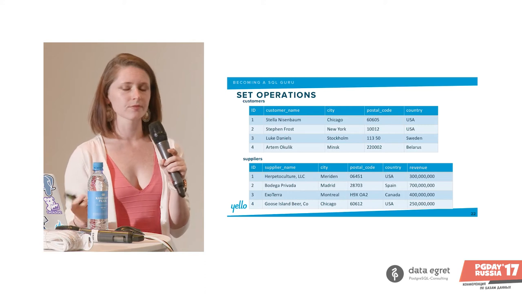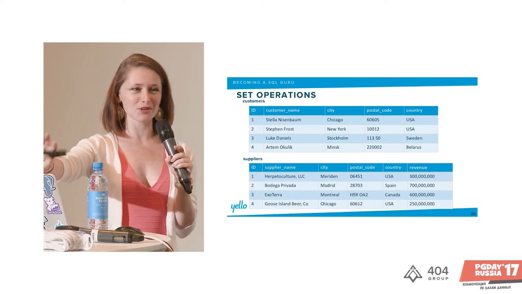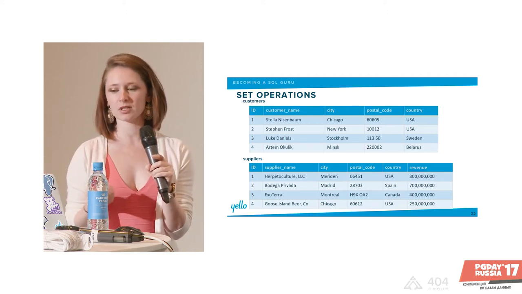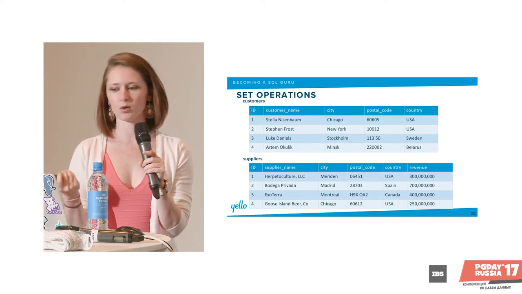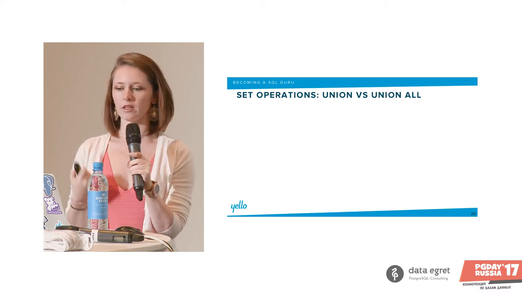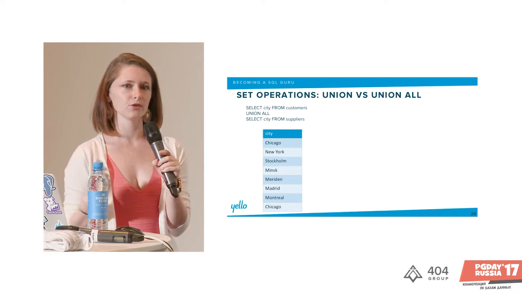So, set operators. I'm going to ask you to memorize these tables. They're going to be used over and over in my presentation. So let's say we have a customers table that has a unique ID, customer name, city, postal code, and country. And then we have a suppliers table with an ID, a supplier name, city, postal code, country, and revenue for that supplier.